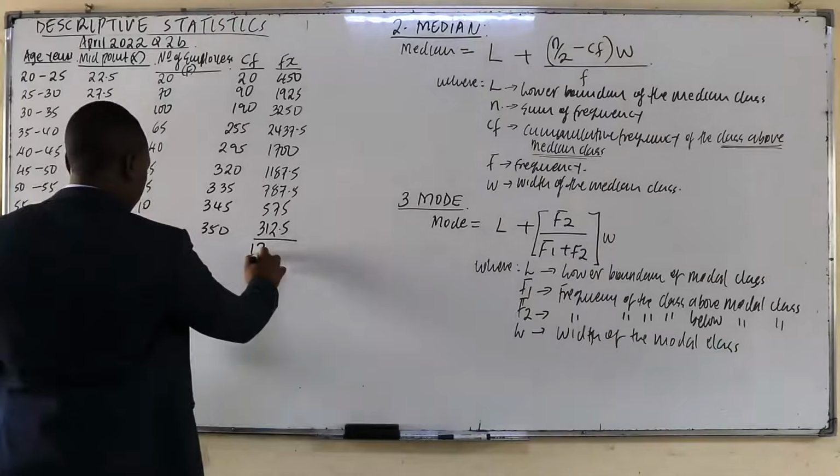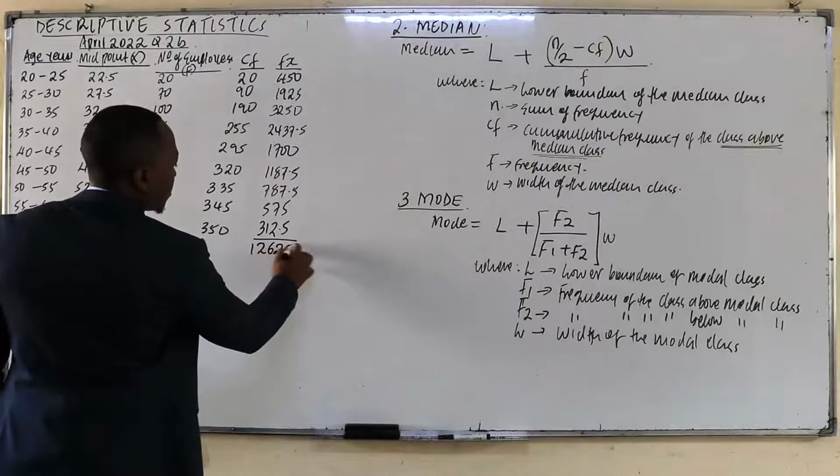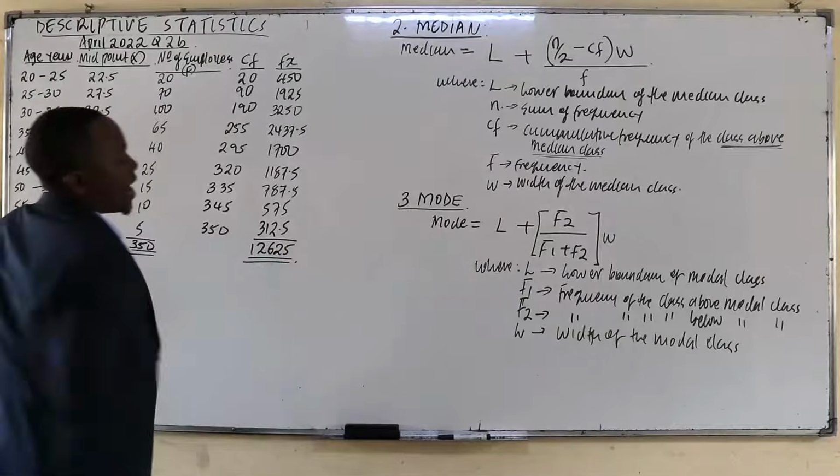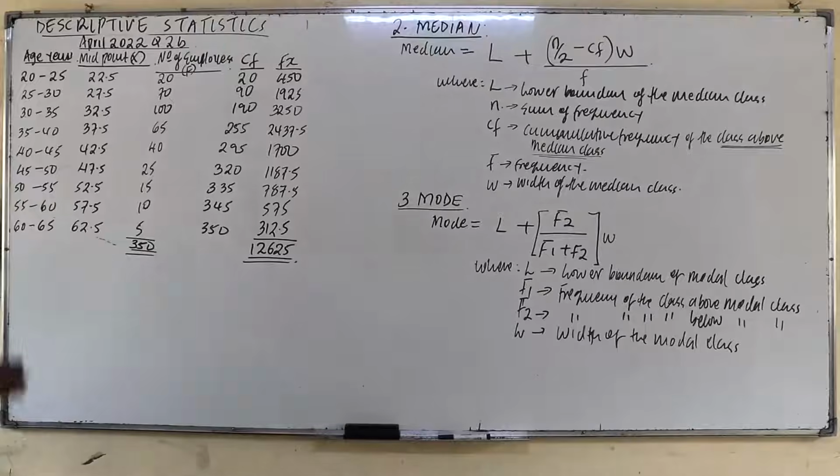You get 12? Now let's go to the required. Required number one: you have to compute the mean age.